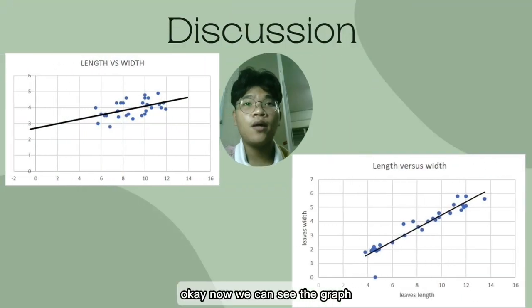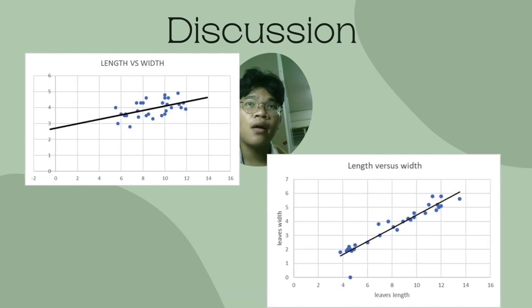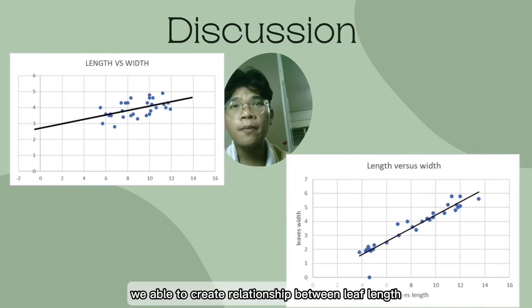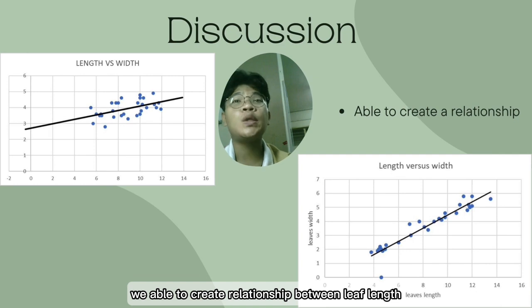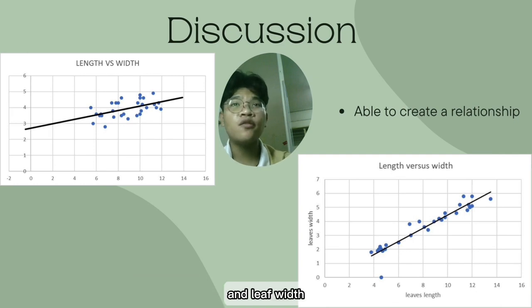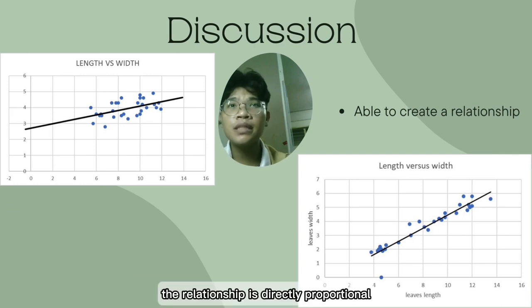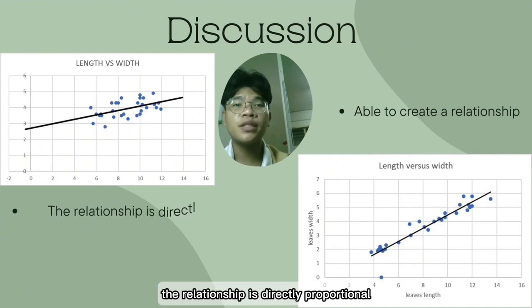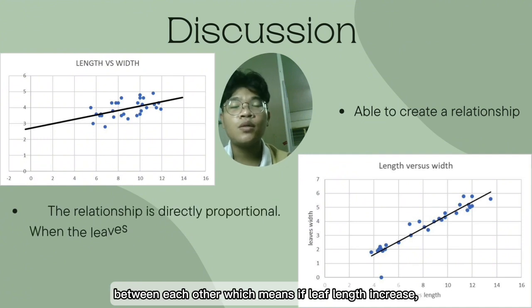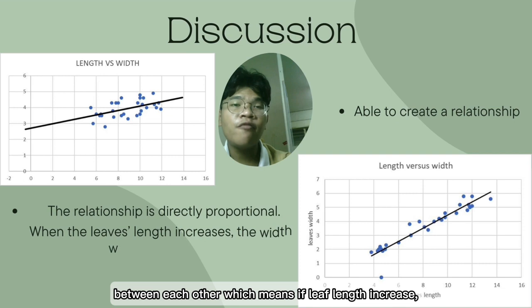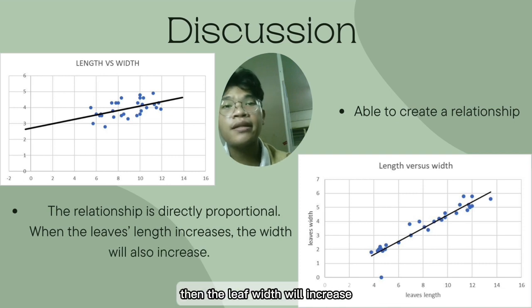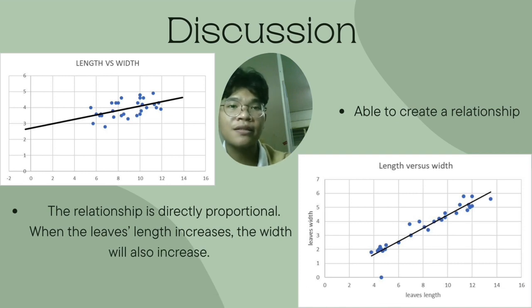Okay, now we can see the graph. By creating the graph, we are able to establish the relationship between leaf length and leaf width. The relationship is directly proportional, which means if leaf length increases, then the leaf width will increase.